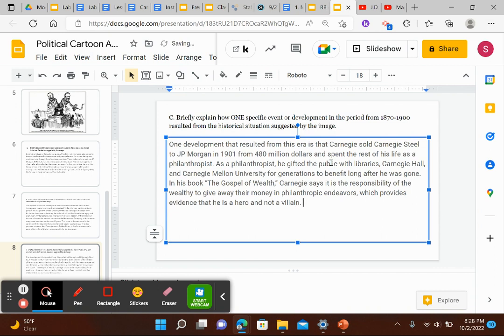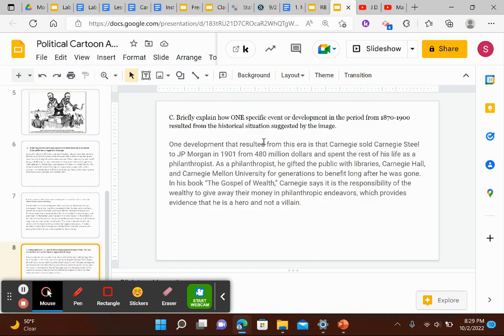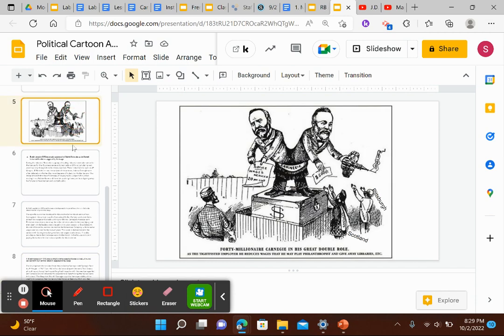And that's it. So again, I find an event that resulted, and I can say, like here, he's got the robber baron, he's cutting wages, but he's giving the money away. And again, one of the results here is his wealth gave things to people, particularly educational endeavors like libraries, universities, Carnegie Hall, etc. So that's how you do a short answer question.